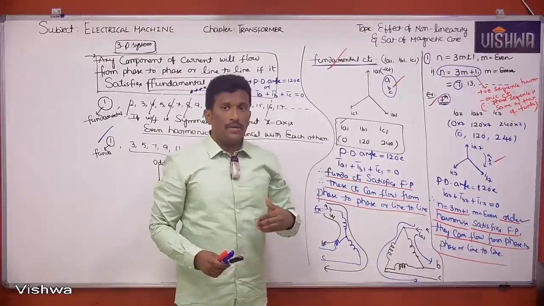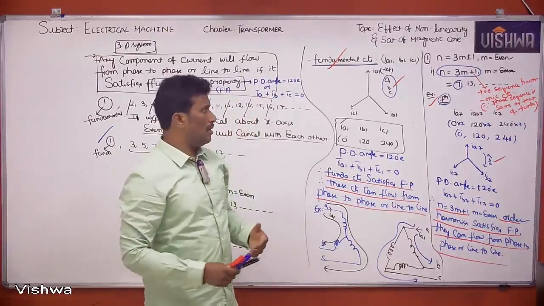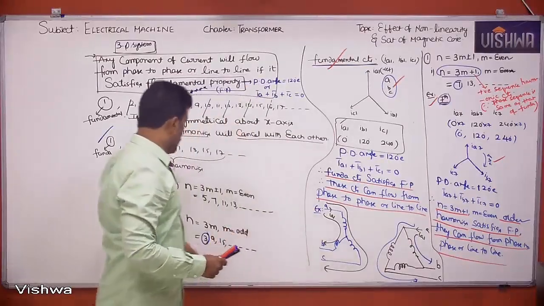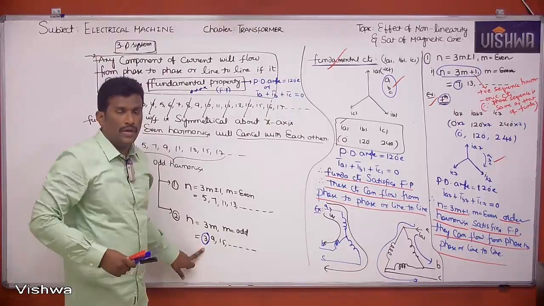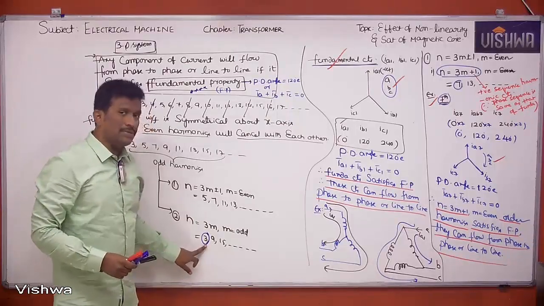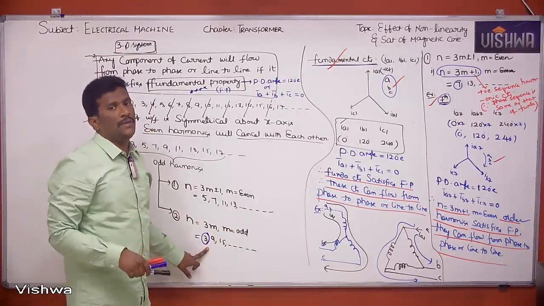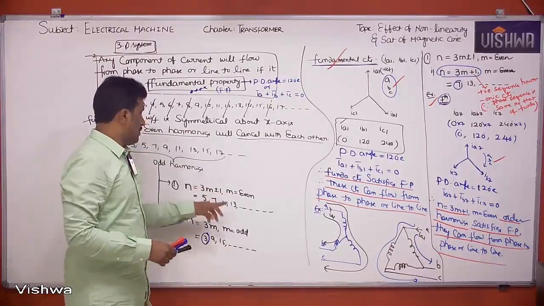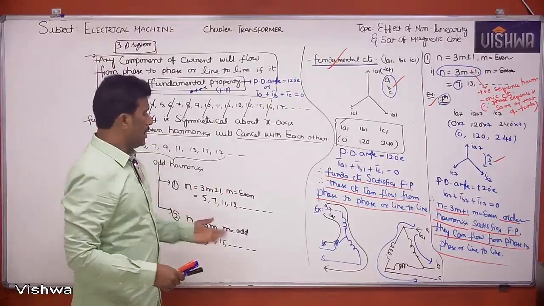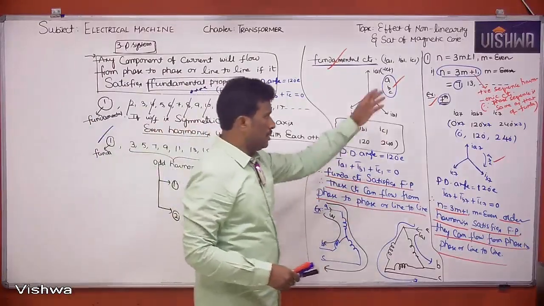Let me calculate n equal to 3m minus 1. Then I'll go for n equal to 3m, where you'll get the third harmonic. Our main topic is the third harmonic. Before explaining the third harmonic, I'm explaining n equal to 3m plus 1 and n equal to 3m minus 1. Then I'll come to the third harmonic. Okay, please note this.